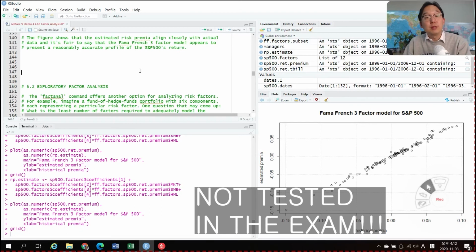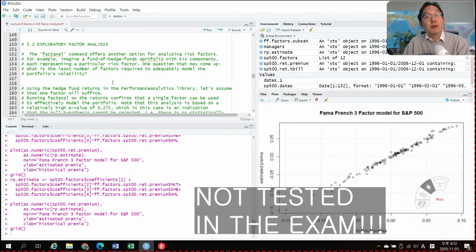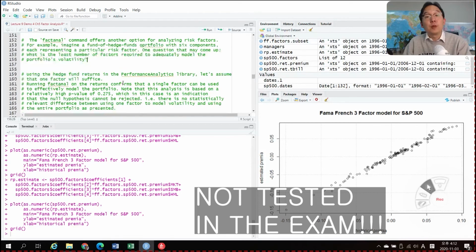Now, exploratory factor analysis is also there. The fact analysis command offers an option for analyzing risk factors. For example, imagine a fund of hedge funds.